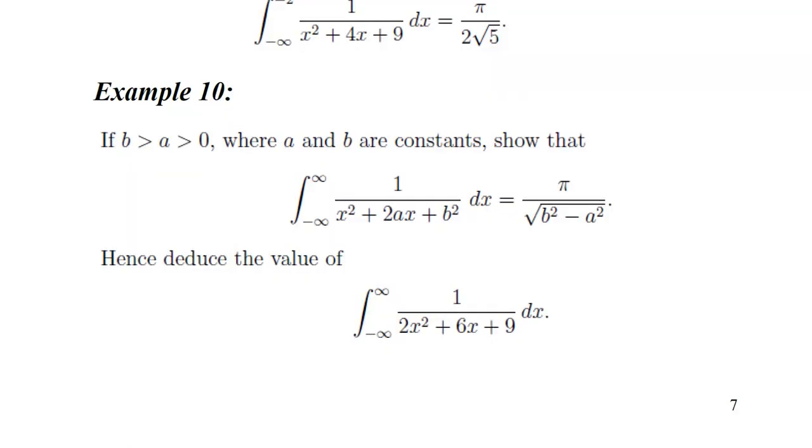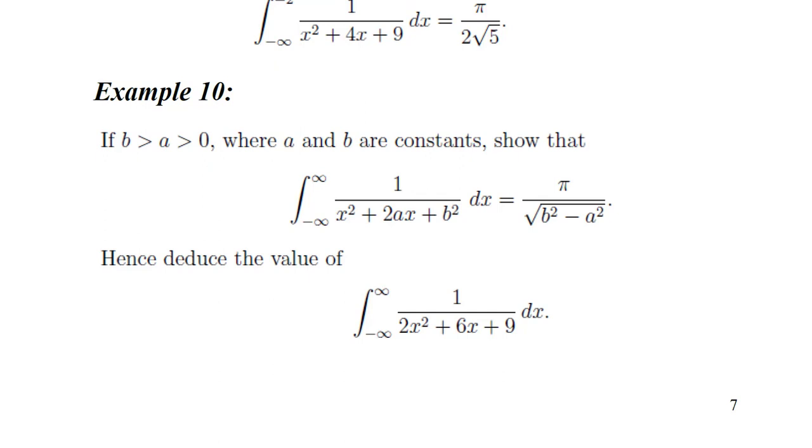Class, now we want to look at example 10, which is: if b is greater than a and a is greater than 0, where a and b are constants, show that the integral from negative infinity to infinity of 1 over x squared plus 2ax plus b squared is equal to pi over square root of b squared minus a squared. So actually this integral is just similar to other integrals.